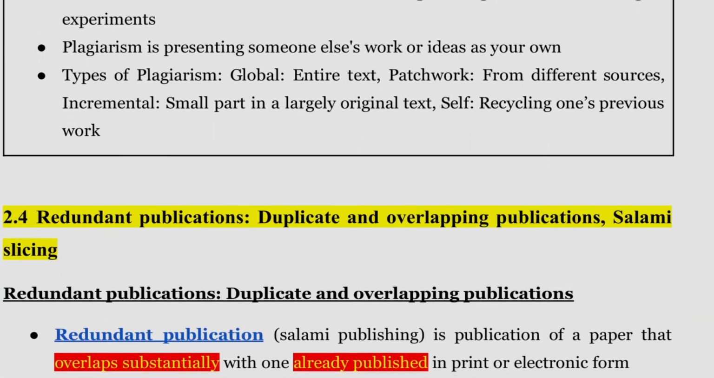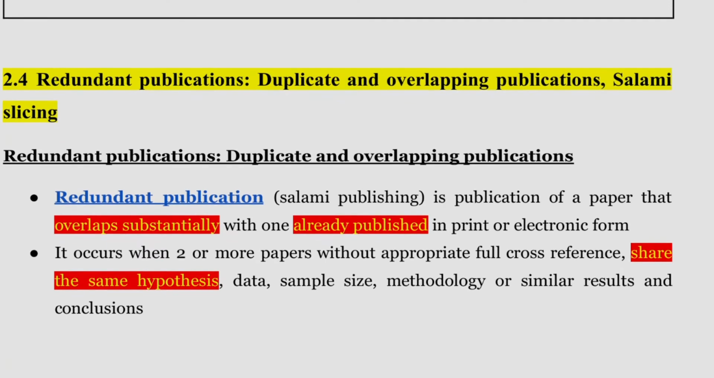So this is a very important question on plagiarism, so you need to concentrate on it. The next part we will move on to is redundant publication, where we have duplicate publications, overlapping publications, or salami slicing. Salami slicing is a very important topic on which repetitive, frequently asked questions are based.